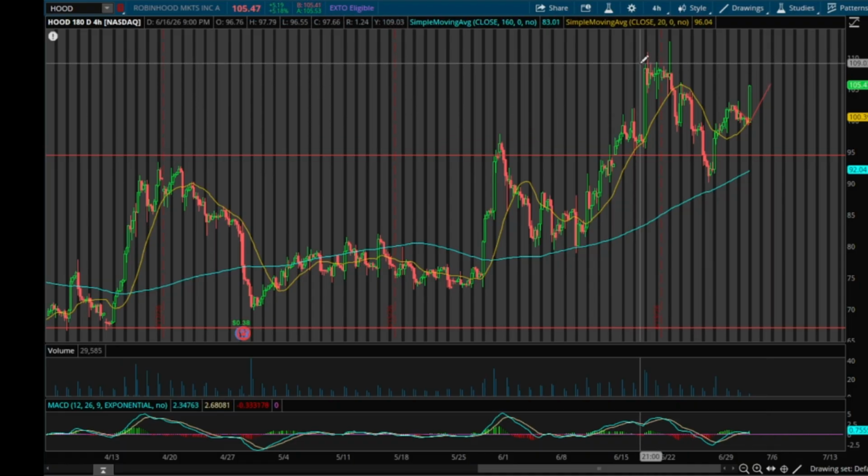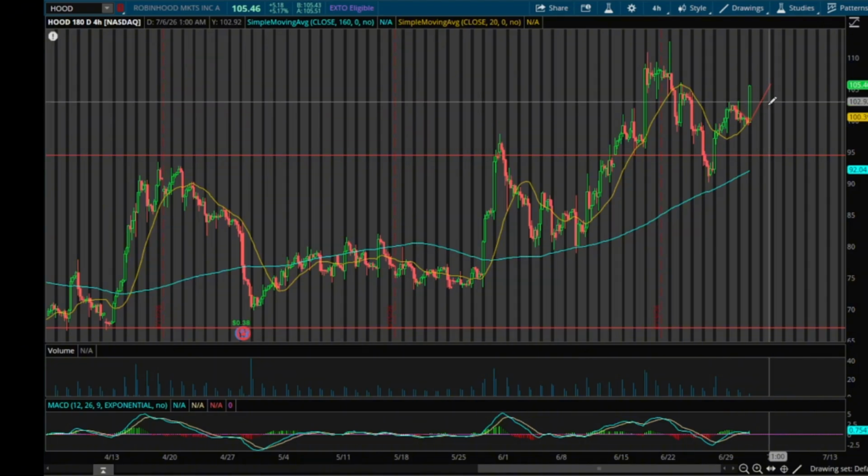And look at the upside. Look at the target. The target is about 109. You could hit 110. That would be a 5-to-1 risk to reward. You could 5x your money just by this setup alone. But I mean, what do I know?